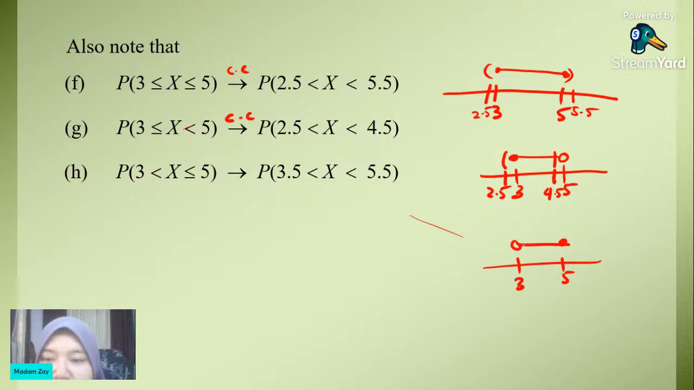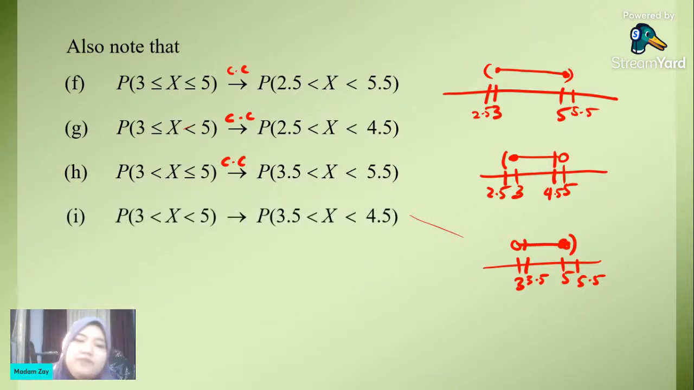Okay, so 3 is not included, so we have to cut the ties. 5 is included, now we have to hug from outside. So cut the ties, here will be 3.5, here will be 5.5. So that's why probability of 3 less than x less than or equal to 5, after the continuity correction, will be probability of x in between 3.5 and 5.5.